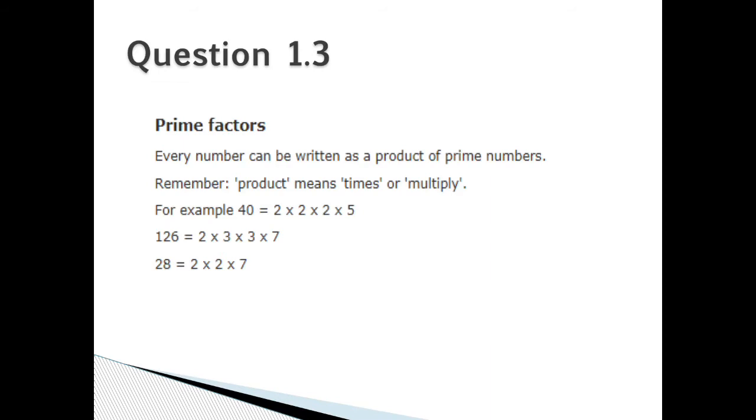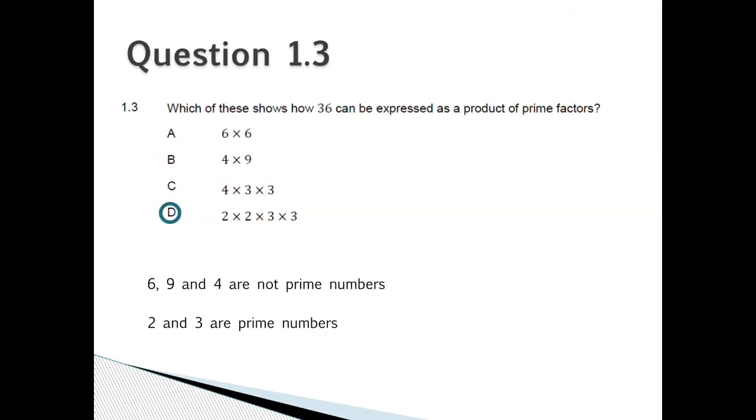The answer for question 1.3 is D, 2 times 2 times 3 times 3. That will show how 36 is expressed as a product of its prime factors. 6 and 9 and 4 are not prime numbers. They have more than 2 factors. 2 and 3 are prime numbers.